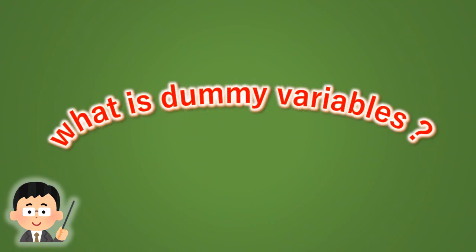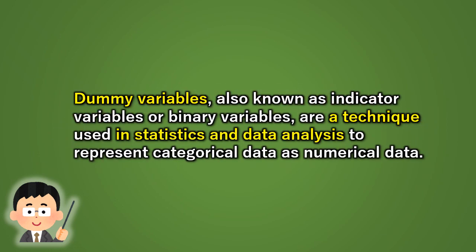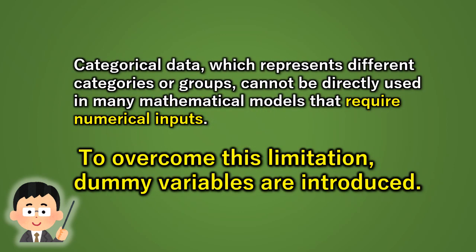What is dummy variables? Dummy variables, also known as indicator variables or binary variables, are a technique used in statistics and data analysis to represent categorical data as numerical data. Categorical data, which represents different categories or groups, cannot be directly used in many mathematical models that require numerical inputs. To overcome this limitation, dummy variables are introduced.